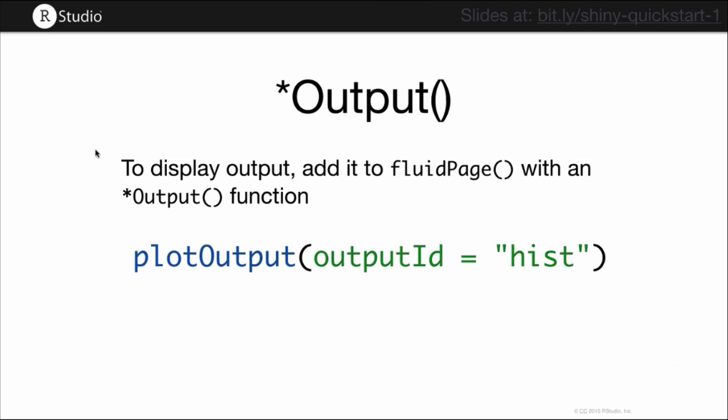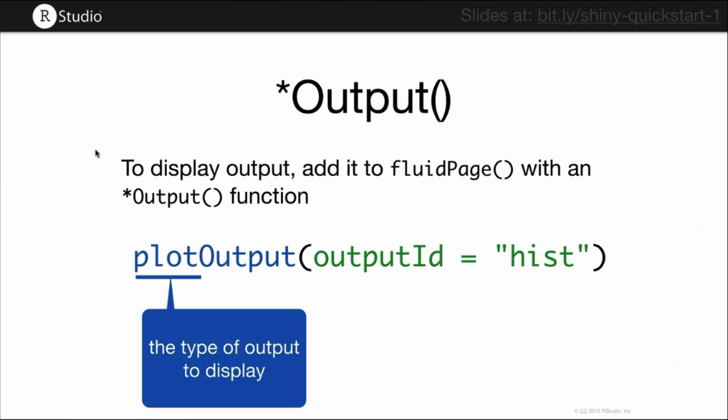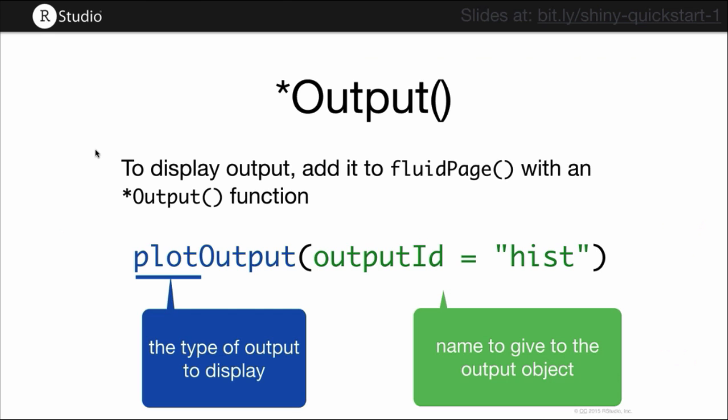The syntax for the output functions is somewhat similar to input functions. First, you'll notice at the beginning of the function name for output is the type of output you actually want to place into your app. And then each output function takes one required argument called outputId. And just like with input functions, this is a name to use for the output. You could pass any name you want here, but again, I would recommend that each output object has its own unique name to avoid errors.